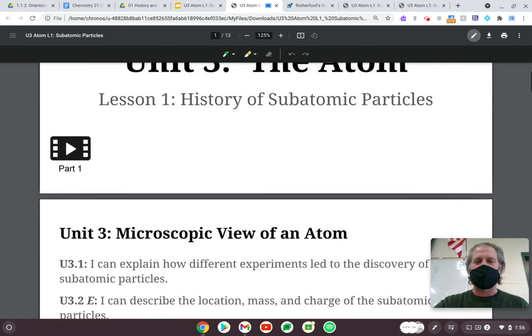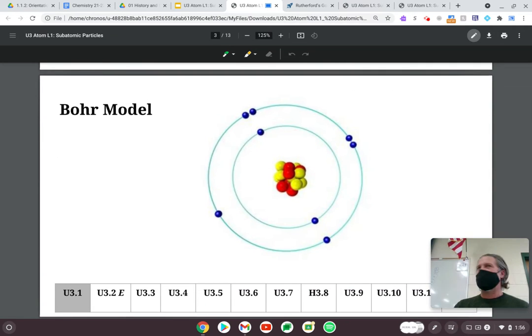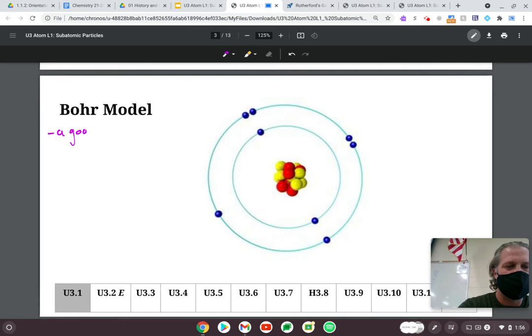So the first thing that we need to talk about is the model of the atom itself. And this is the model of the atom that you're probably most familiar with. It does have its own special name. It's called the Bohr model. But in reality, it's a good representation of an atom, but it's not 100% correct.